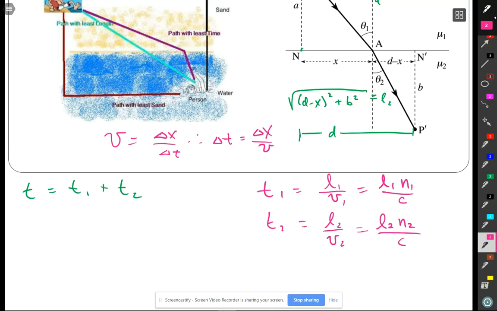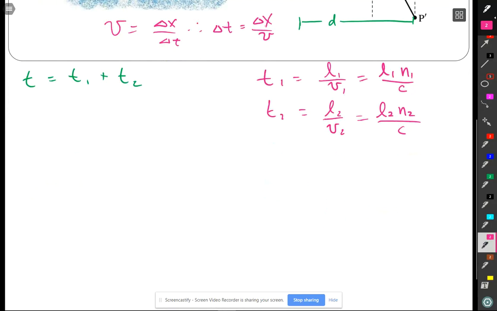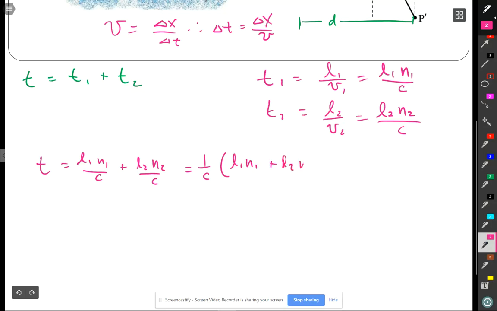L1 and L2 are both functions of x, the position where I go from medium 1 to medium 2. So I'm going to write my full equation then. Time is equal to L1 n1 over c plus L2 n2 over c, which equals 1 over c times L1 n1 plus L2 n2. Now L1 and L2 are both functions of x.